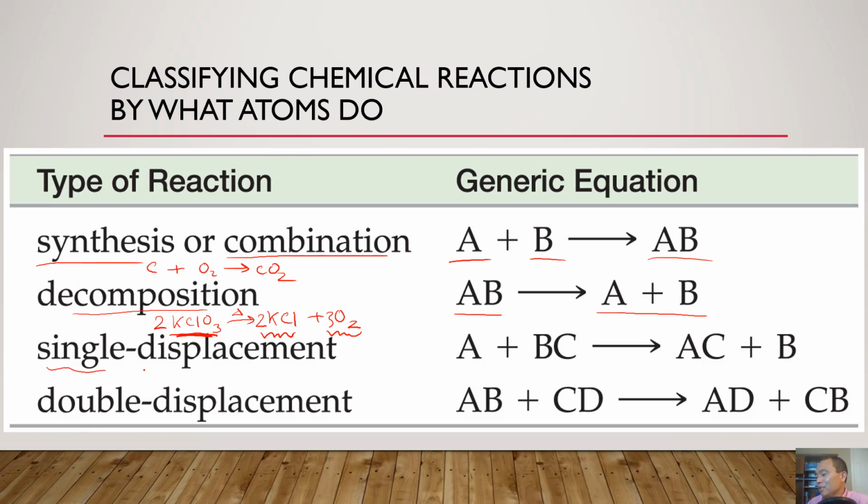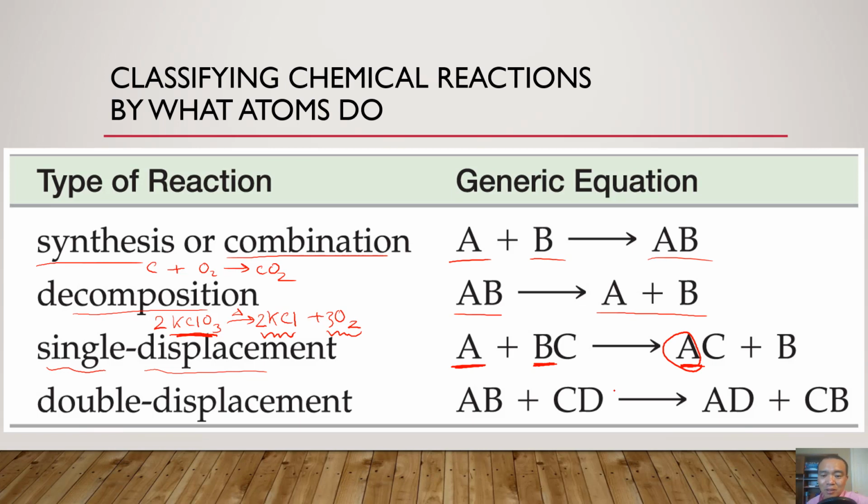Single displacement. In this type of reaction, an element is replacing another one. So A replaces B. B was originally here, now it's replaced by A. So that's called a single displacement.